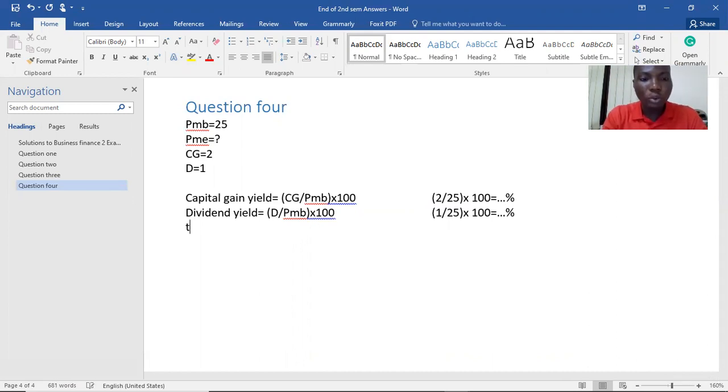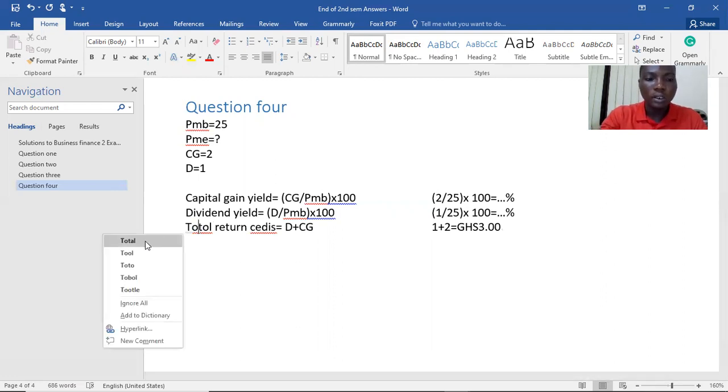Then they say I should find my total return in cedis. My total return in cedis is equal to dividend plus capital gain. I know dividend is 1, capital gain is 2. So therefore, it is equal to 3 Ghana cedis.